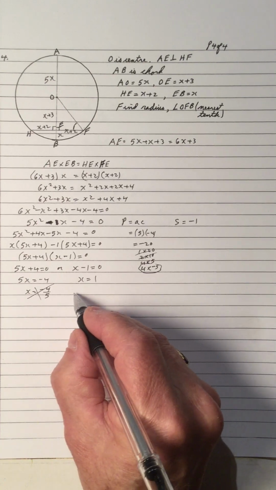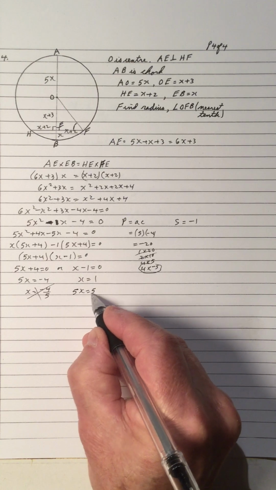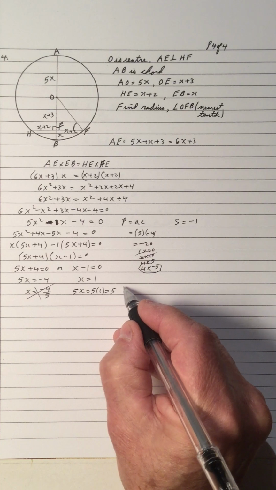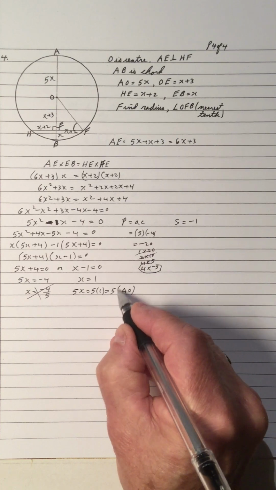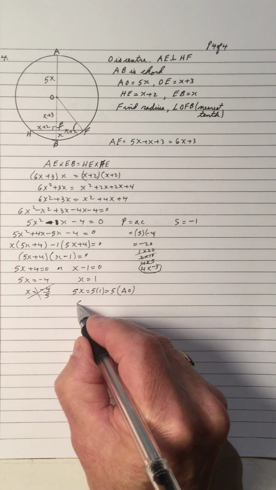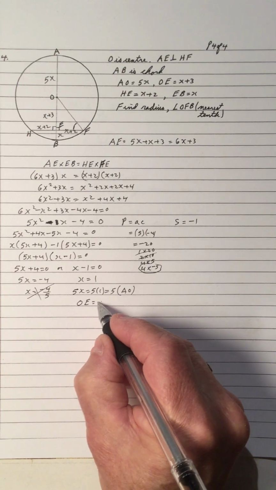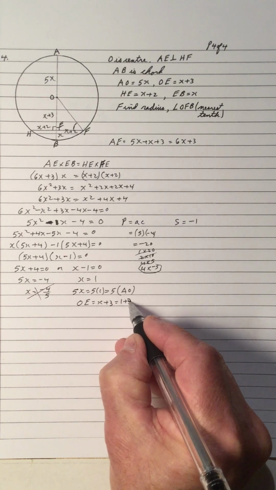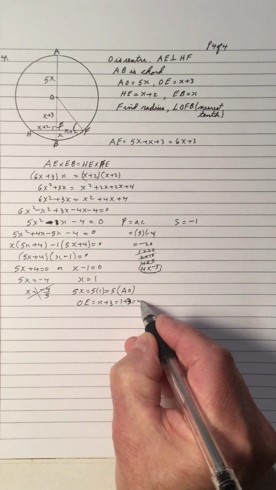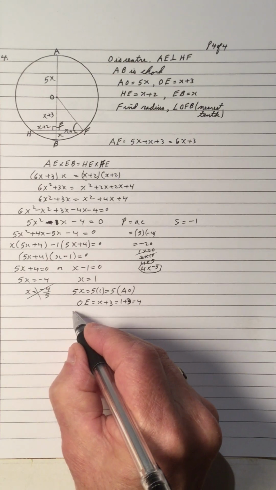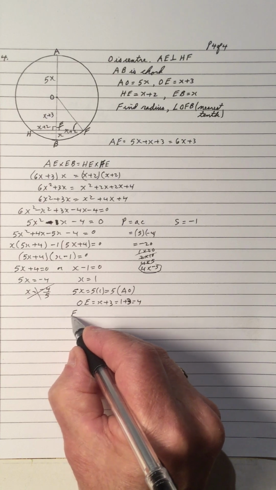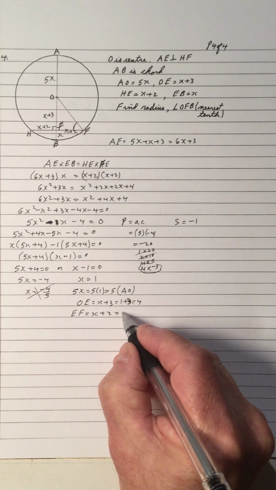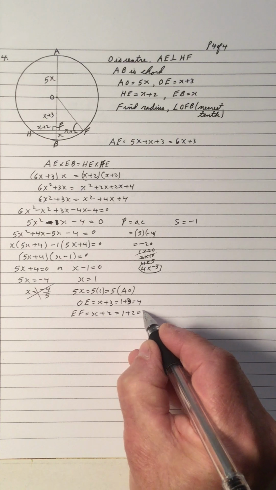So if we use the 1, that means 5x is 5 times 1 is 5. So that means AO is 5. And that means that OE is x plus 3. So 1 plus 3 is 4. And we get EF is x plus 2. So that makes it 1 plus 2 is 3.